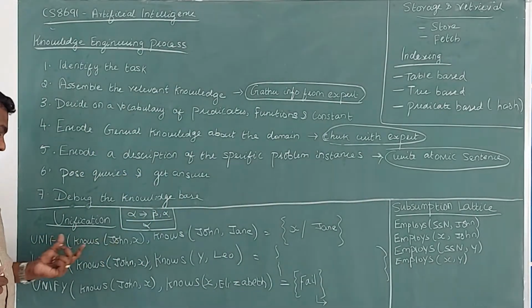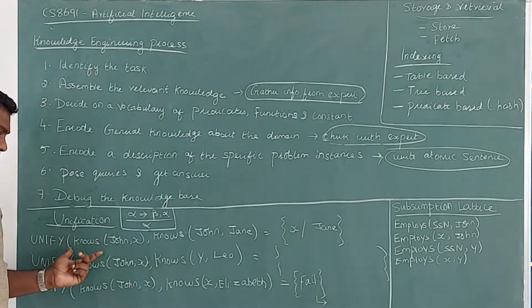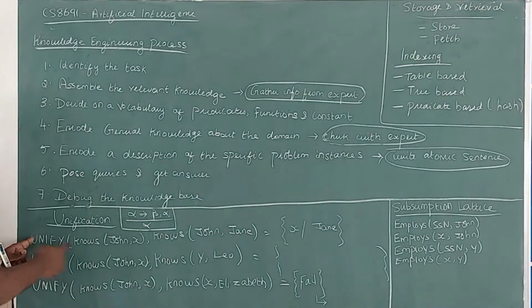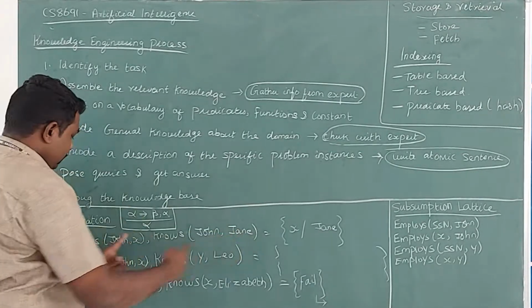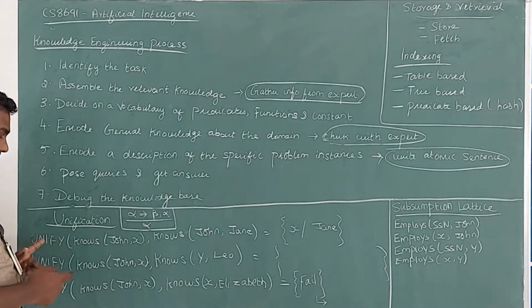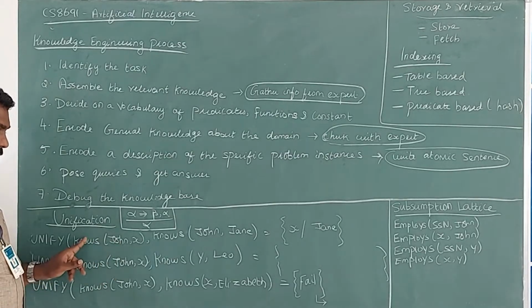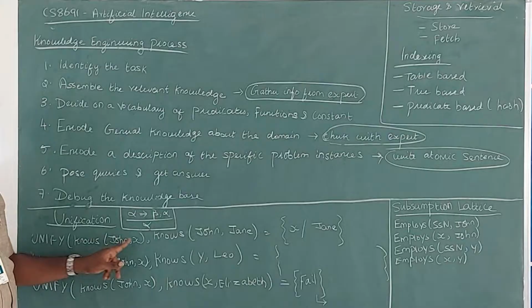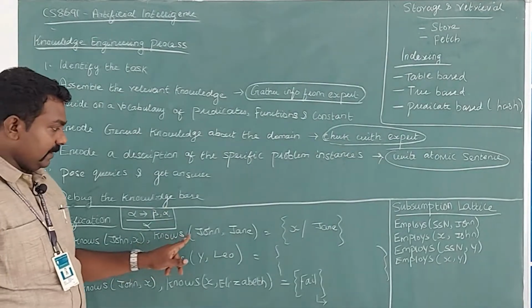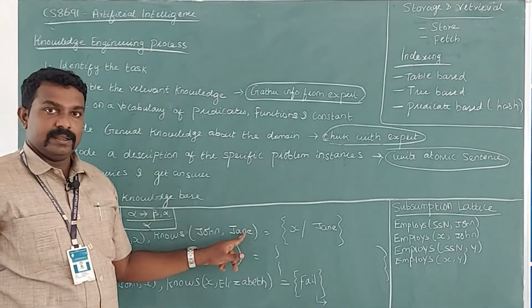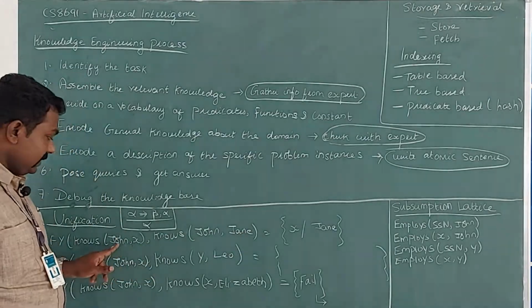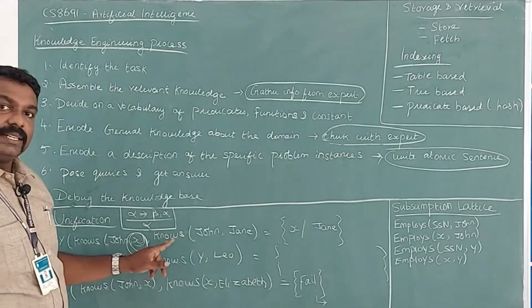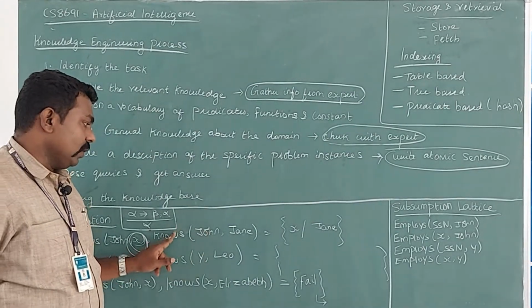If you read this, there are 2 sentences. These 2 sentences are unified using a unifier. In the first sentence, John knows X. We don't know who X is. The second sentence tells us John knows Jane.